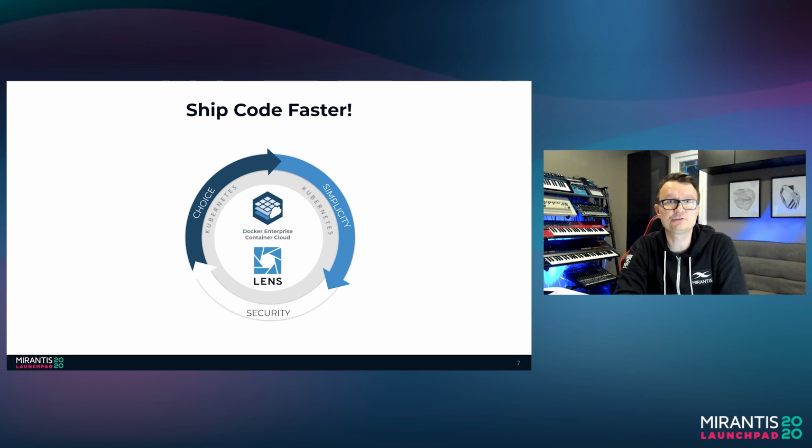You should be able to choose the parts you want to use. For example, choice of infrastructure, cloud providers, or even host operating system running on your machines. Everything in here comes to life with Docker Enterprise Container Cloud combined with Lens. It's the end-to-end solution for harnessing the power of Kubernetes and radically improving the speed of business.